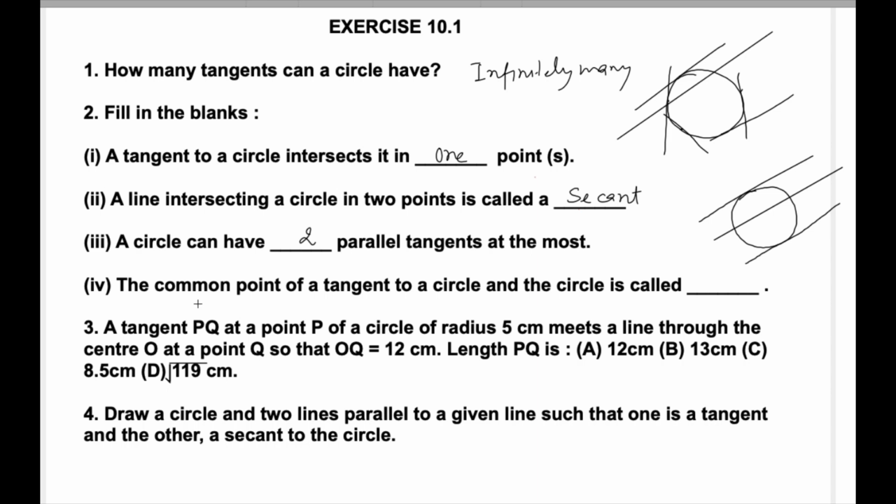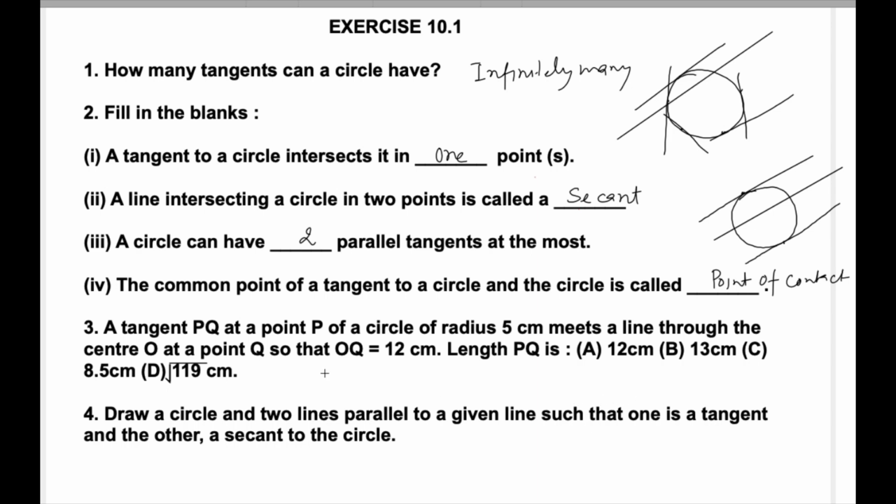Then the fourth question is asking, the common point of a tangent to a circle and the circle is called the point of contact, which is again given in your textbook. So this point will be called point of contact, this point will be called point of contact, all these points will be called point of contact.